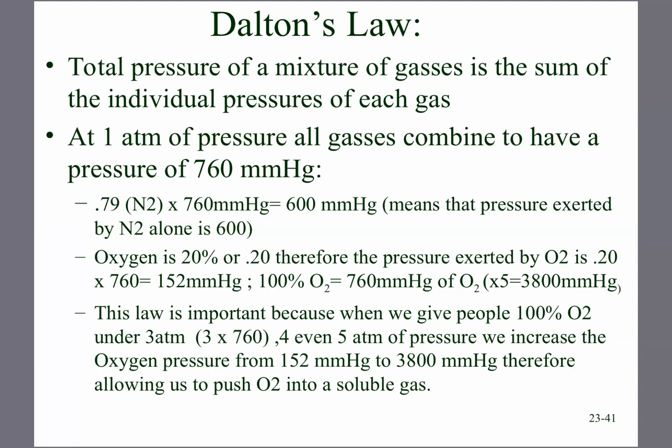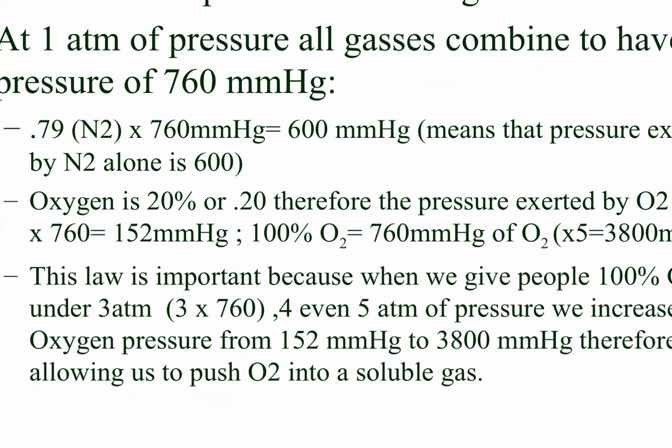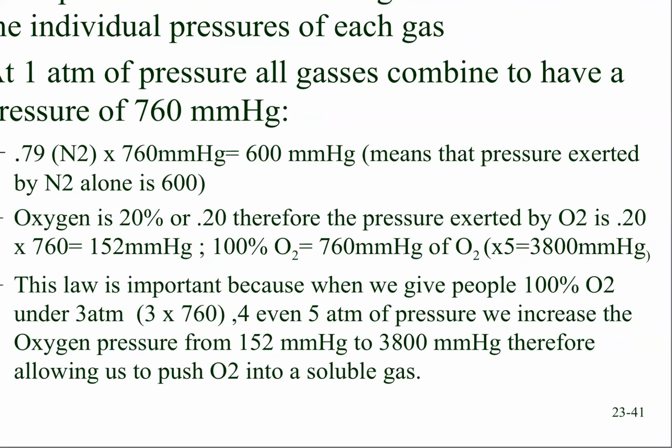Well, can you imagine? The very bottom part right here, right? When we give somebody 100% oxygen at 3 atmospheres, that means all of that gas we're giving them is oxygen, 100% of it. So that's 760 millimeters of mercury of oxygen. That's already 400% the normal. And now we're increasing it to 3 atmospheres. So we're multiplying that 760 times 3.